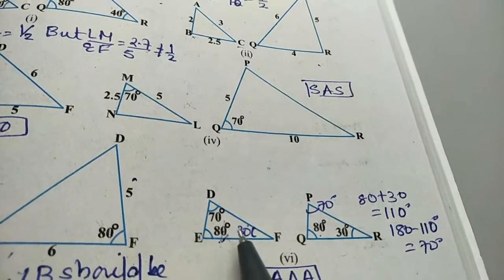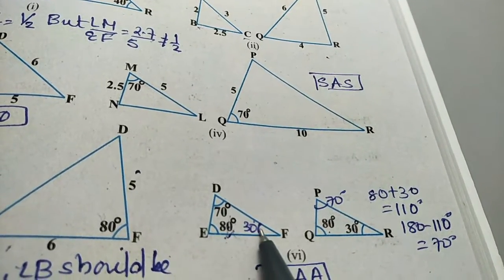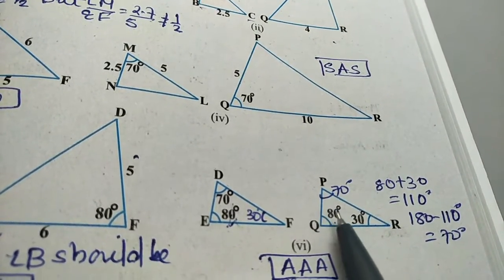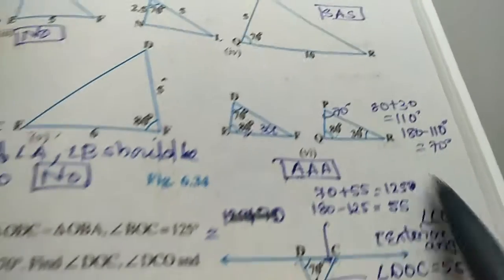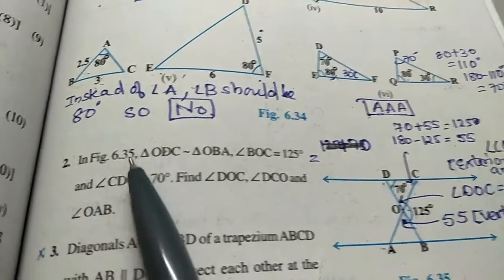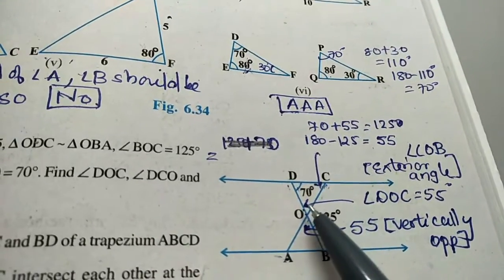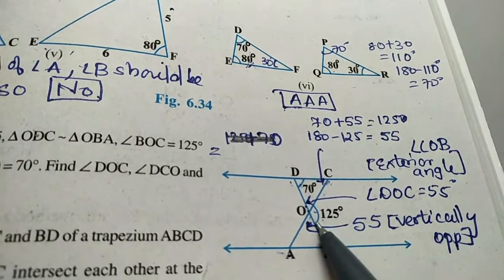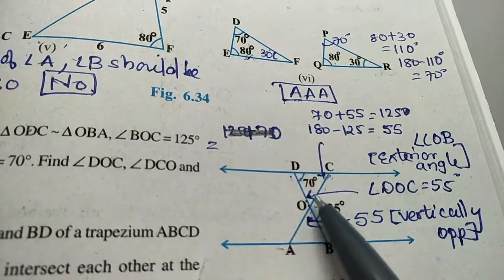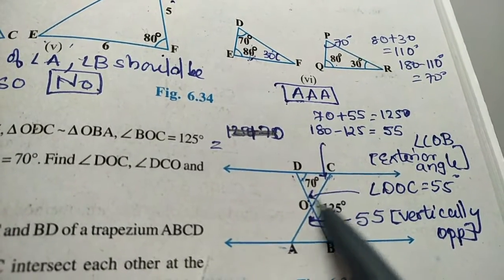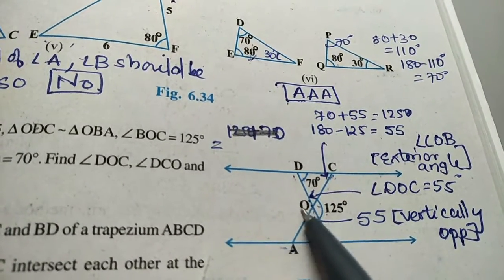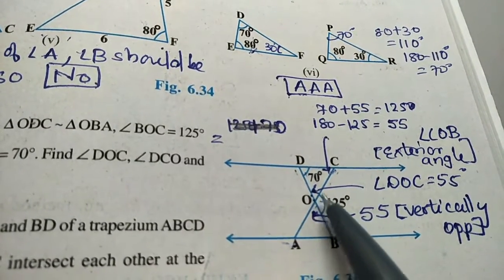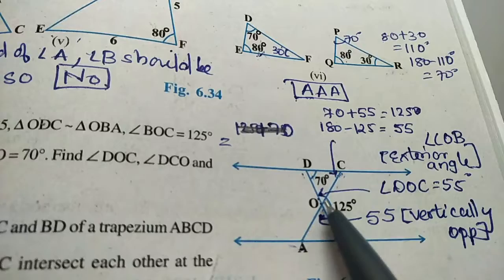Now again here you have got 70 and 80, so this will be 30. This is 80 and 30, so this will be 70. So by AAA this is possible. Now go to example 2 very quickly. If you see, this is 70 and this is 125. This is triangle DOC, and this is the exterior angle COB. So this will be 180 minus 125, so this will be 55. Angle DOC will be 55.